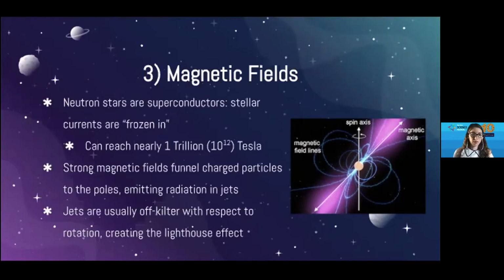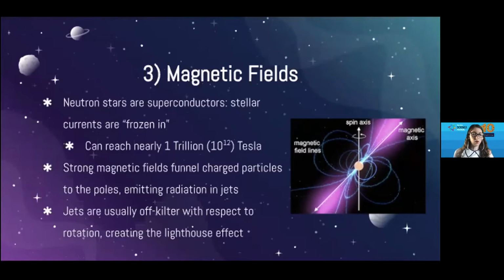So what all this magnetism does is it makes all the particles in the area move really fast towards its magnetic poles, which are north and south. And these accelerating particles are, we think, what produce the strong jets of radiation. Science isn't exactly sure what produces those jets, but that's our best working theory so far.